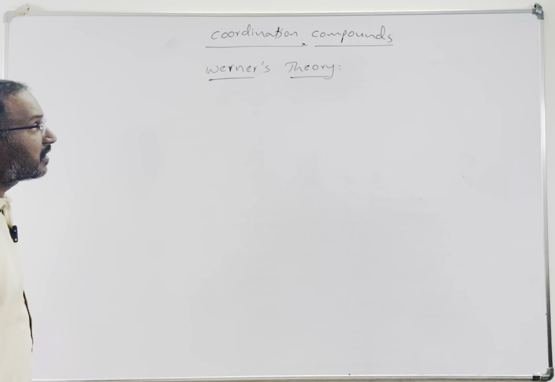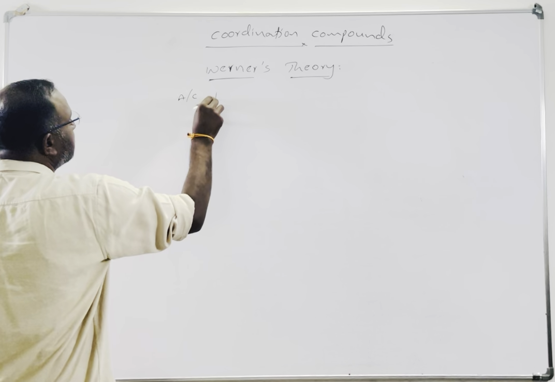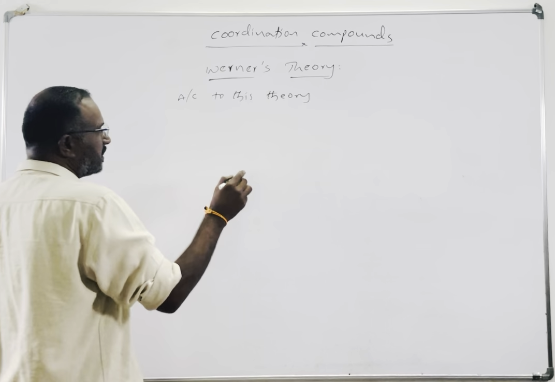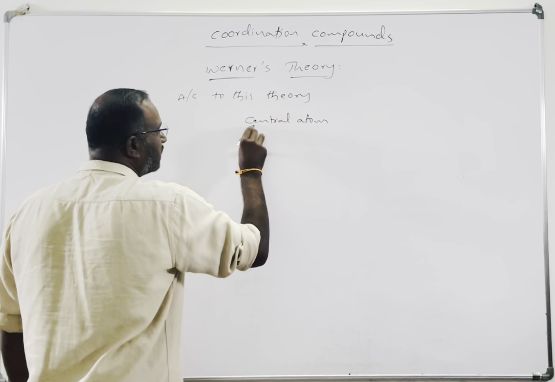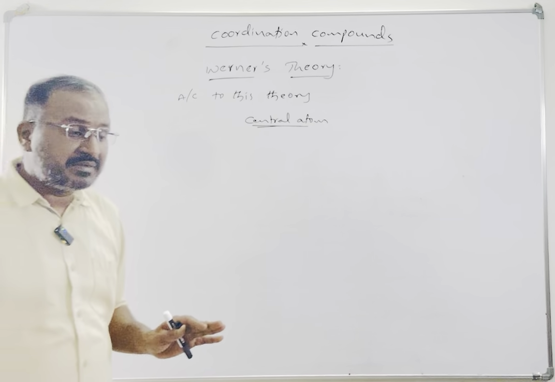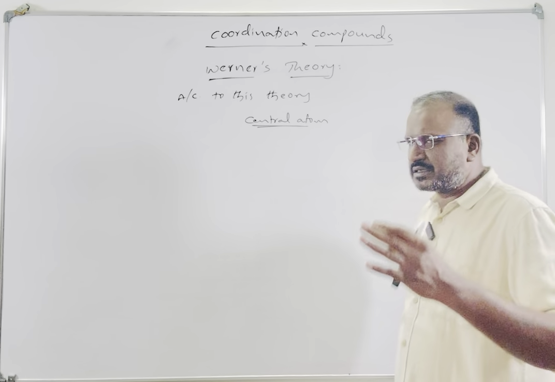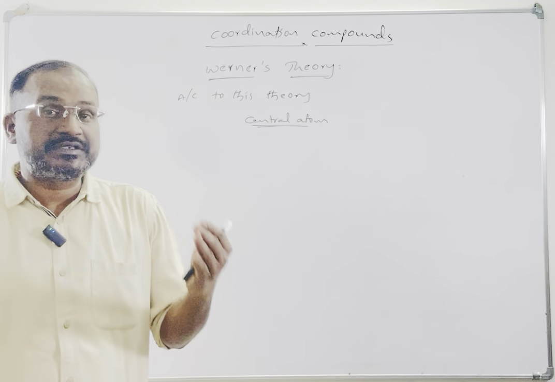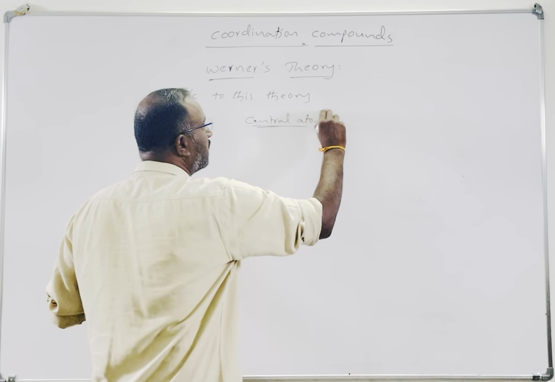So first, according to this theory, what are the main postulates? Every coordination compound contains a central atom. Usually that central atom is a transition element, because transition elements have the ability to form complex compounds. Not only transition elements, inner transition elements also form them, but mostly transition elements form coordination compounds. So the central atom is usually a transition metal.